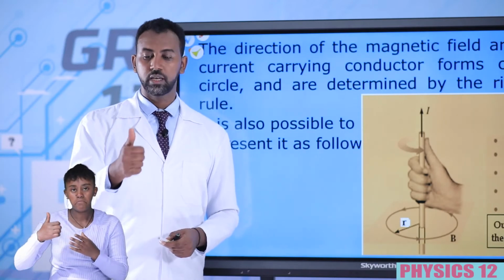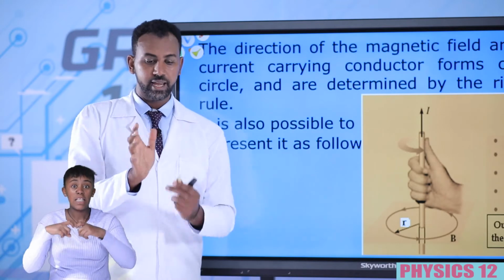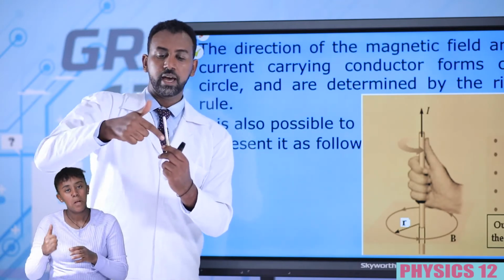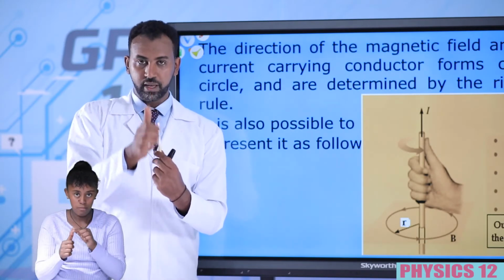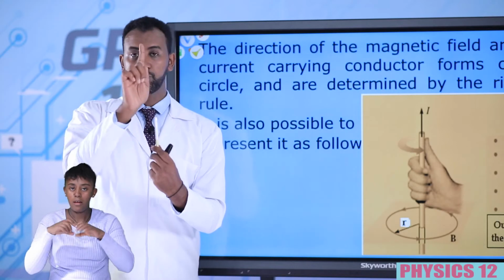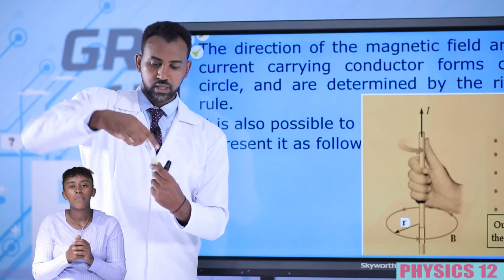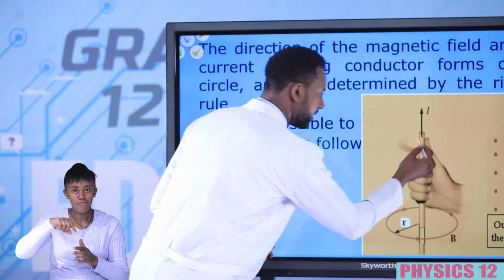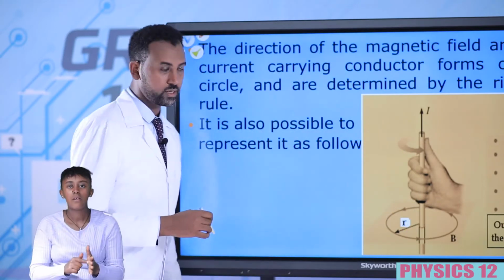Among them, one is that you point your thumb in the direction of the electric current and try to grasp the current carrying conductor. So point your thumb to the direction of the electric current. If the current is moving upward, point it upward. Then when you grasp it, you have a concentric circle like this. So the direction of the magnetic field at this point is like a concentric circle.